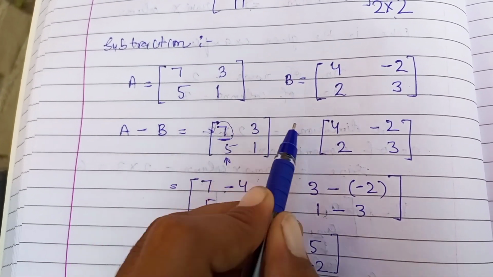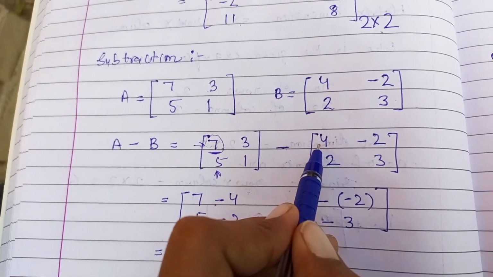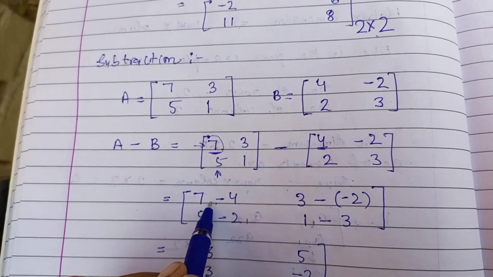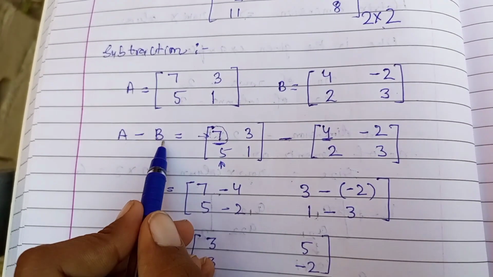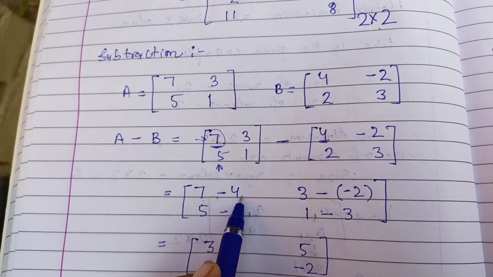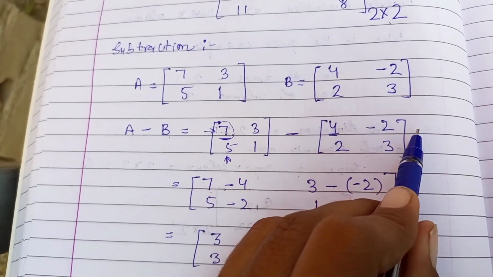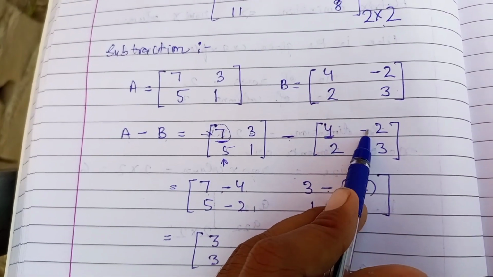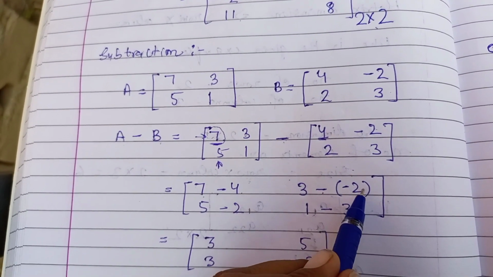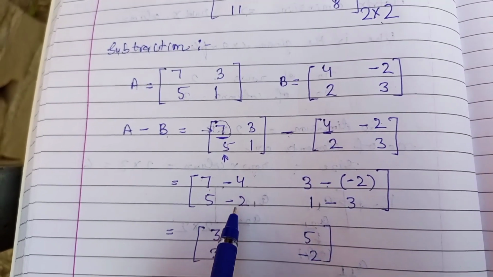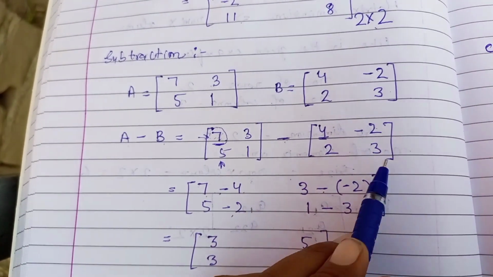So this is 7, and I will subtract the same position element from it if I want to subtract A minus B. So I will write it in this way: 7 minus 4, and in the same way 3 minus 2. So this minus will also be present here, and this -2 I will write in the bracket. In the same way 5 minus 2 and 1 minus 3.